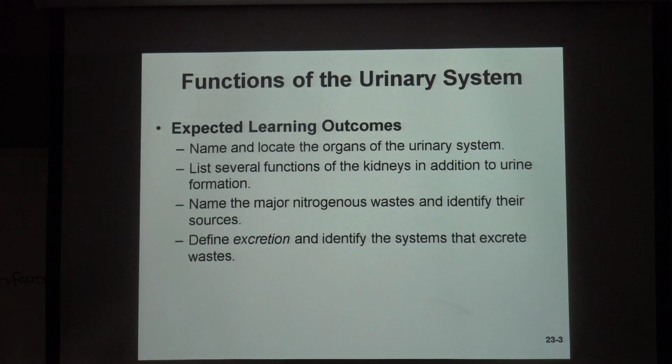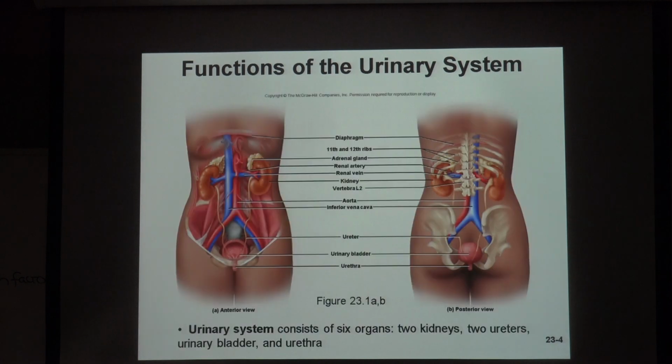Functions of the urinary system. So here are the expected outcomes. This is what I think that you should be able to answer by the time we get done with this lecture. Again, major nitrogenous wastes and the sources of them being rid out through creating that urine product for excretion, okay? Please make sure you know the term excretion. It means the removal of waste products.